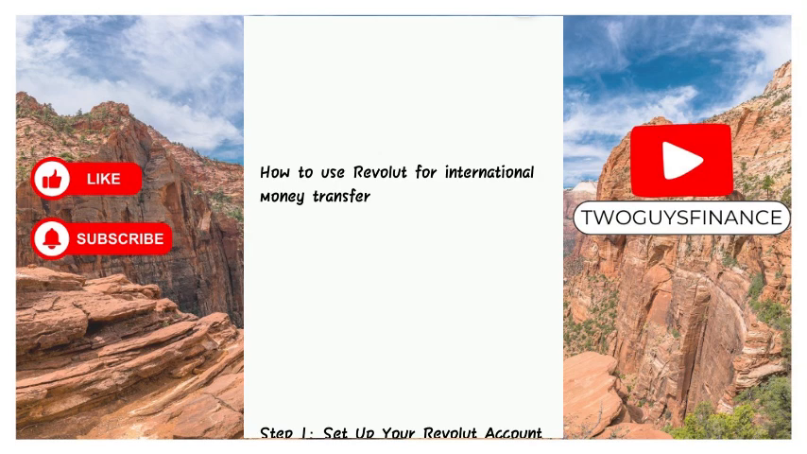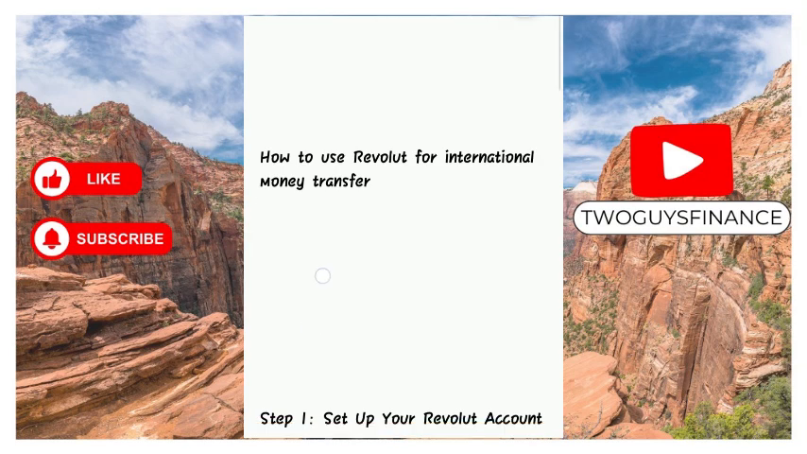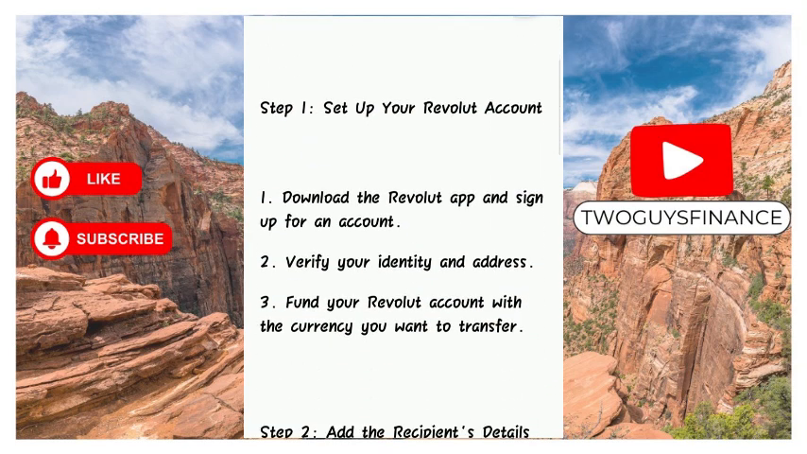Today I'm going to show you how to use Revolut for international money transfers. Let's get straight into it. There are a couple of steps. The first is to set up your Revolut account. So you got to download the Revolut app and sign up for an account if you don't have one already. Just verify your identity and address, and then fund your Revolut account with the currency that you want to transfer.